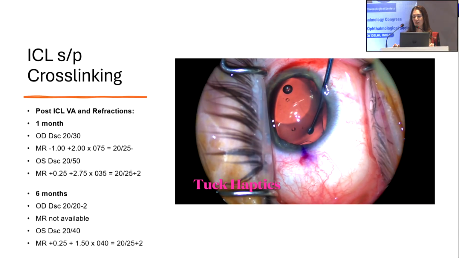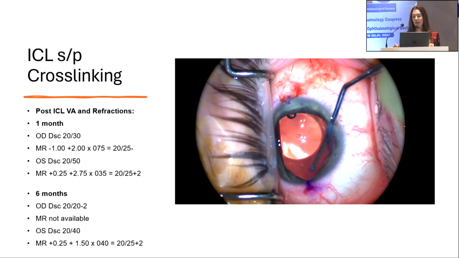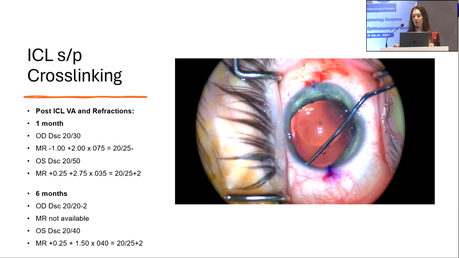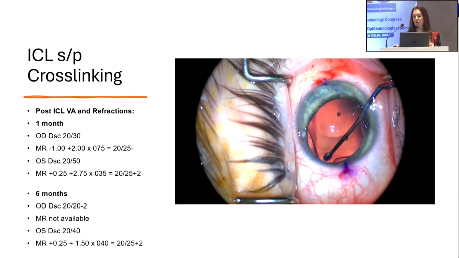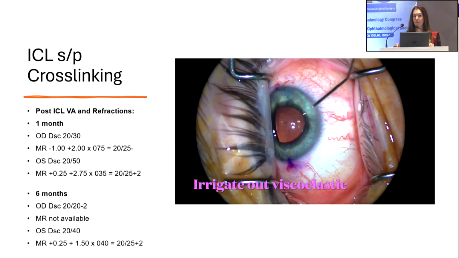This is just a typical ICL implantation. Tucking the haptics, you want to do that, of course, at that little junction of where the tiny nub is, and not at the optic haptic junction because it's less flexible there. 6 months after, you could see here that the patient was 20/20 uncorrected in the right eye, and the left eye just had minimal refraction, and so patient was really quite happy.